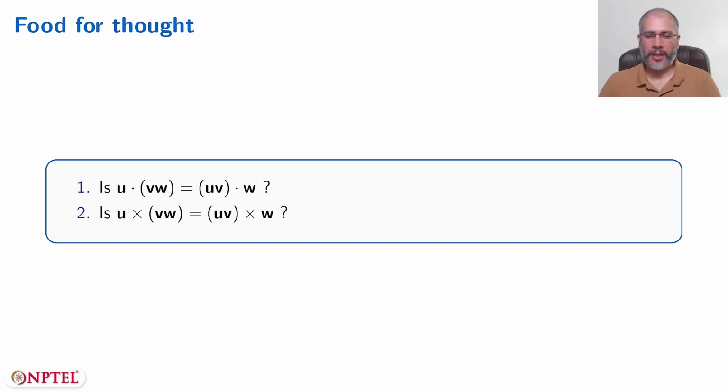The second food for thought is to check if the cross product between a vector and a dyad is associative.